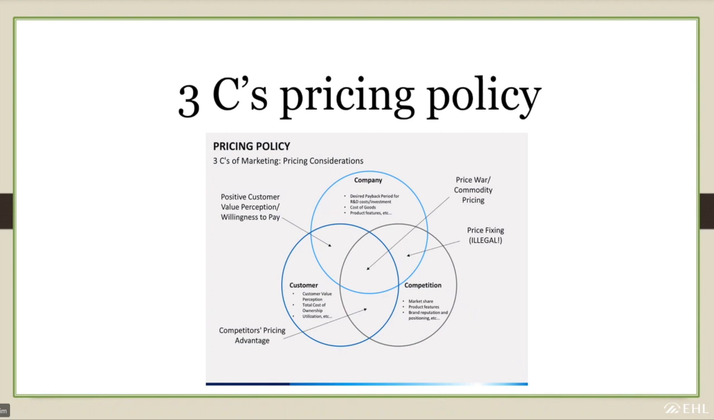The 3 C's of pricing policy: company, customer, and competition. Everything obviously overlaps, as you can read. One thing I will point out is that if companies in competition cooperate, then they can fix the prices, which is illegal because they will overcharge the customer, and that's obviously something we want to prevent. That's what's forbidden by law.